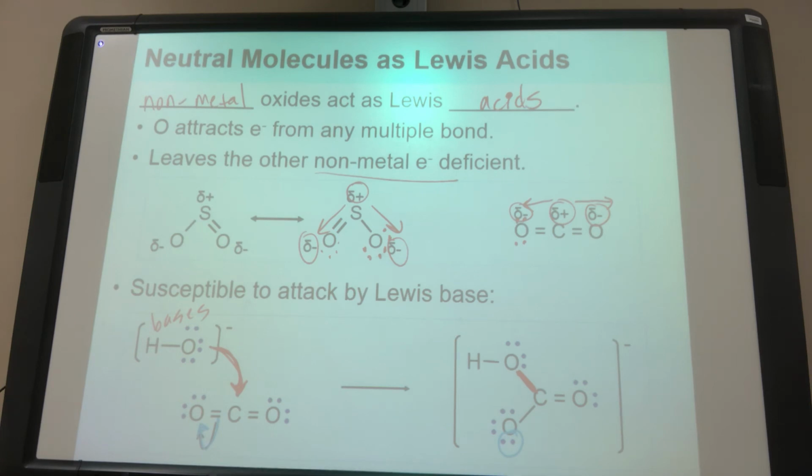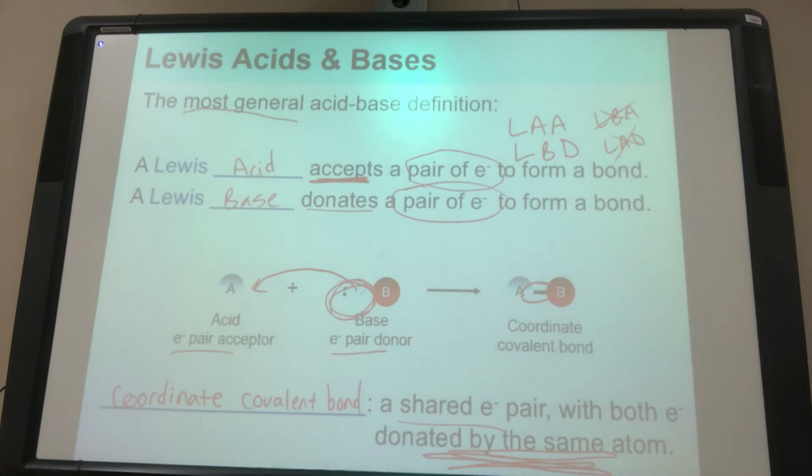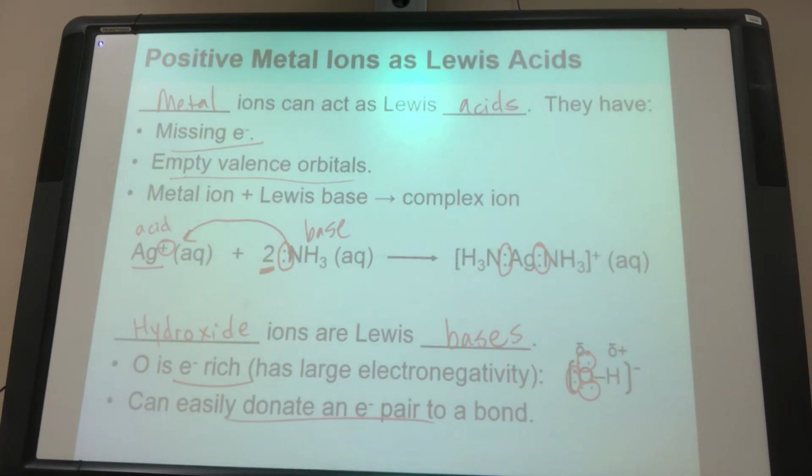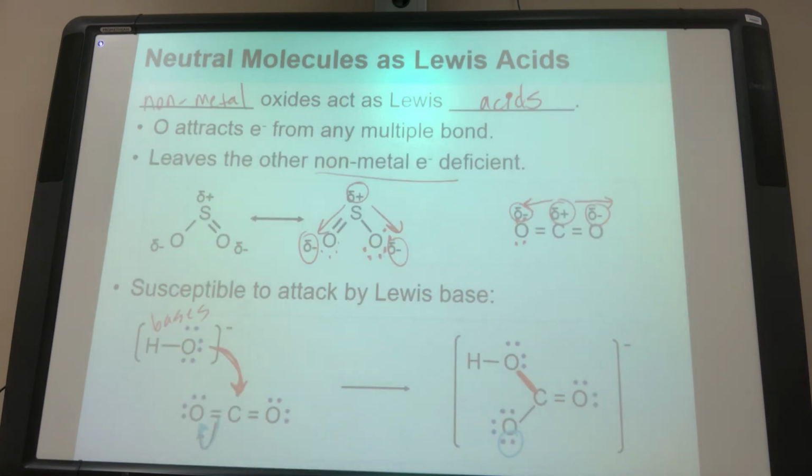Okay? So, let's review. Lewis acid accepts, Lewis base donates. Metal ions want to be acids, hydroxide ions want to be bases. Metal hydroxides could be either or, depending on who they're with. And non-metal oxides like to be acids. So that covers everything from chapter 16. So we have finished all of chapter 16.